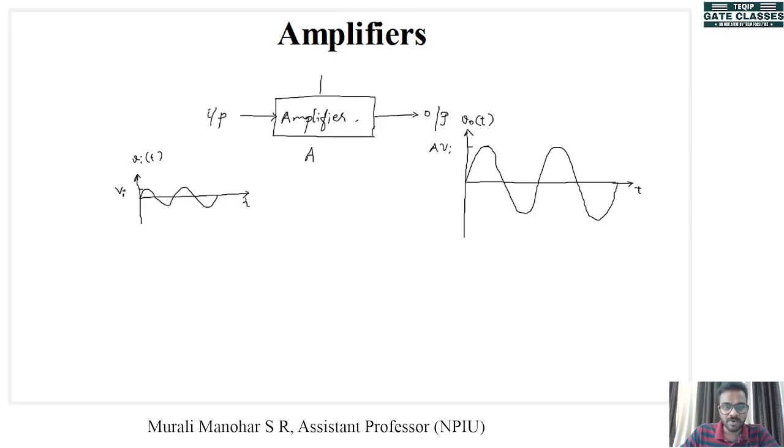We need to give a booster here, or a power source, and that power source will be a DC source, and this DC source will increase the energy level of our input. So the power for this amplifier is provided by this DC source, and because of that this input is amplified here. Okay, this is the working of an amplifier.